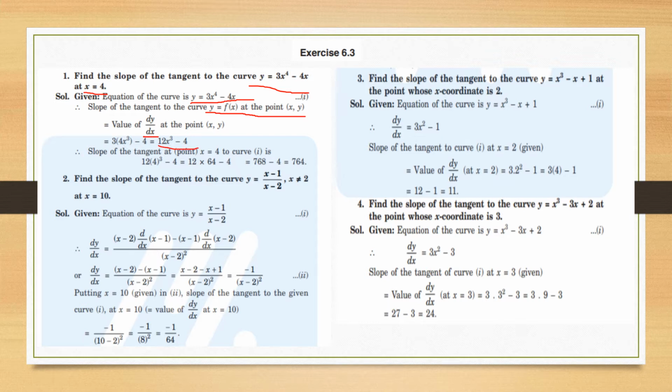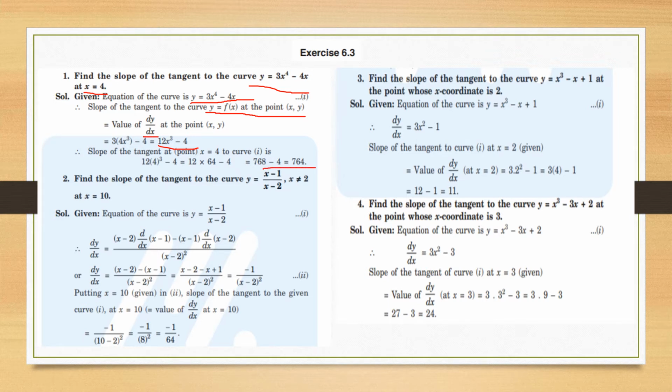Now slope of tangent at the point x equal to 4. The point here is x equal to 4. So I will check this derivative dy by dx at x equal to 4. Means put x is equal to 4 here and you will get it as 764.